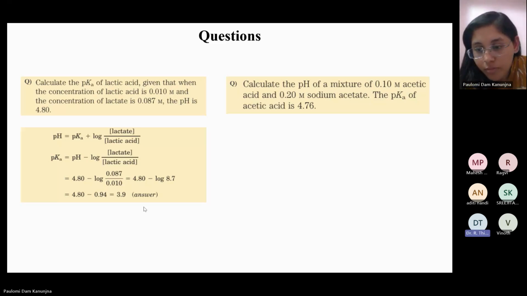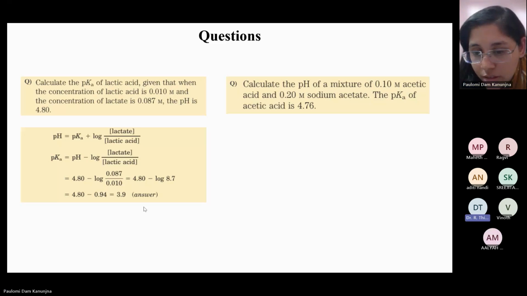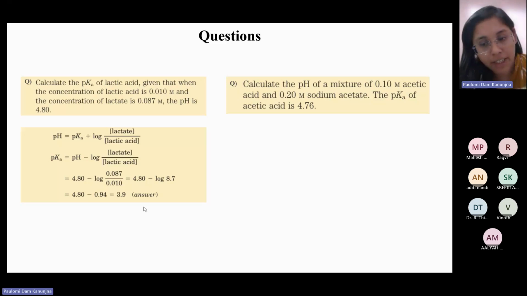Hello, ma'am. I have one doubt. In assignment one, they're giving the pH only, the solution pH, and asking the pKa directly, not giving any acid or base molarity concentration. There must be something else in the question as well. Are you sure you don't have any other values?